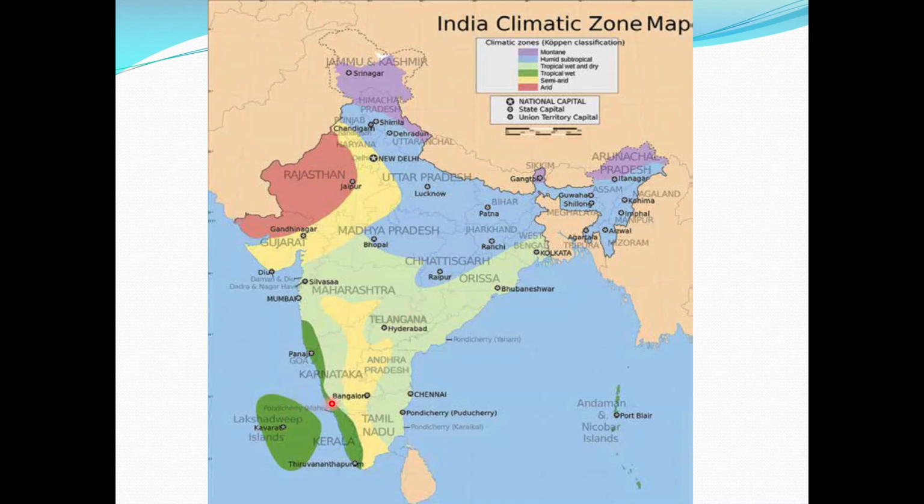Last is that green region, the tropical wet region, which is always getting rainfall almost the whole year. The winds are coming from the sea and always bringing humid air. So these are called the tropical wet climatic zone. These are all the climatic zones we have talked about in India.